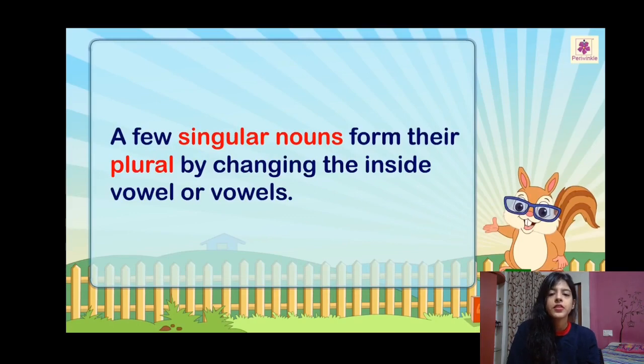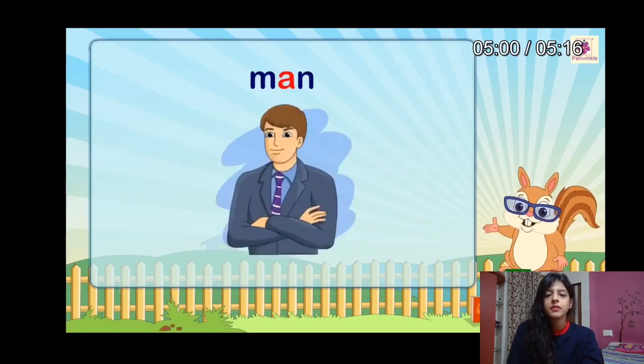A few singular nouns form their plurals by changing the vowels inside. Till now we only learned nouns which changed at the end. We added S, ES, VES, but there are some nouns in which the spelling is changed inside. That means not at the end, but we change the inside spelling.